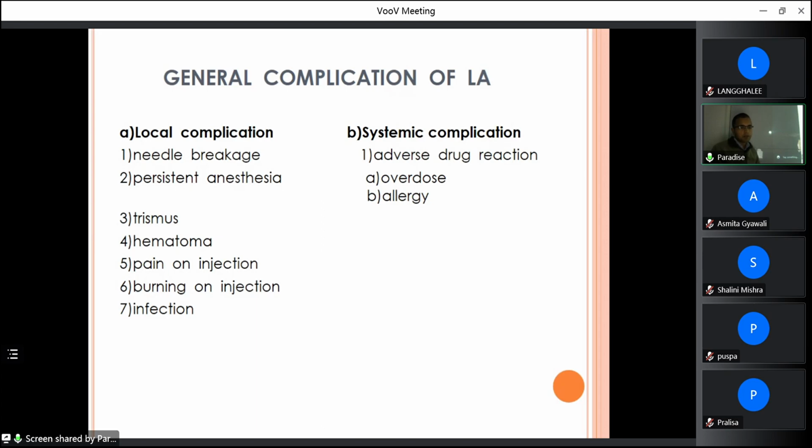Pain on injection is due to the splitting of soft tissue when you deposit the local anesthesia. When the soft tissue is split, there will be sharp pain. So you have to deposit the local anesthesia slowly. The rate of deposition should be 1 ml per minute. Burning on injection is due to local anesthesia mixed with adrenaline. If the local anesthesia contains adrenaline, the pH of that local anesthesia is low, about 4 to 5. So due to the low pH or acidic environment, the patient will have a burning sensation. You can't do anything for that.